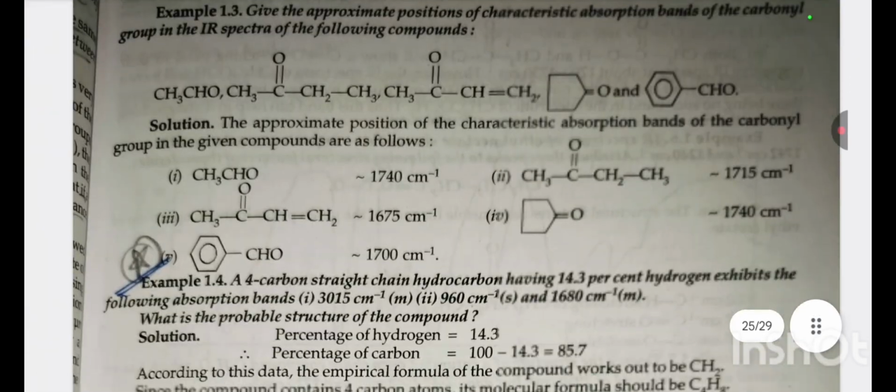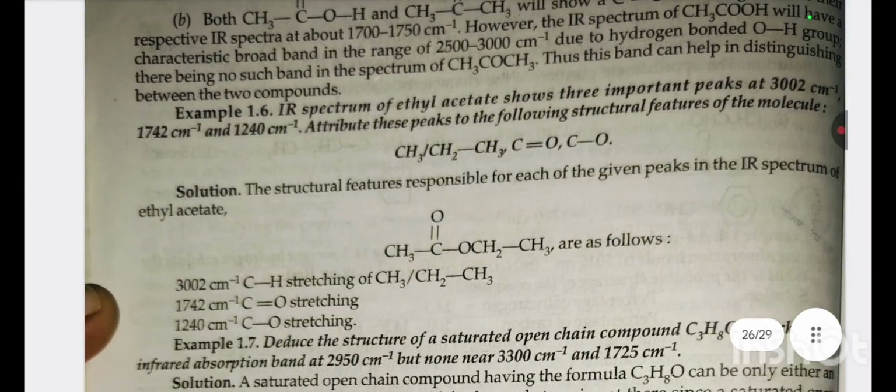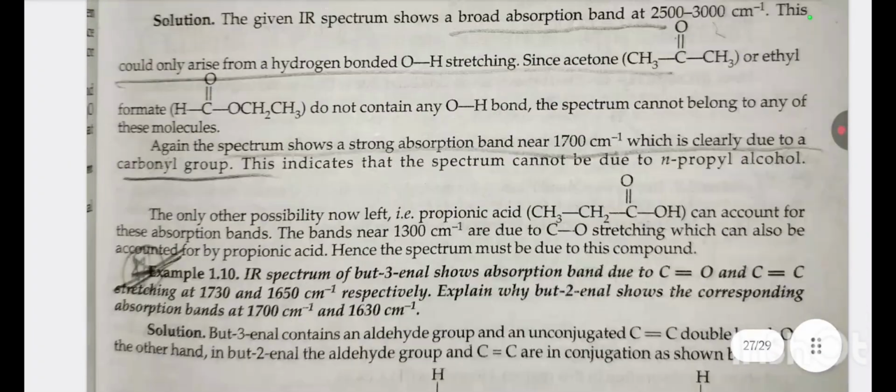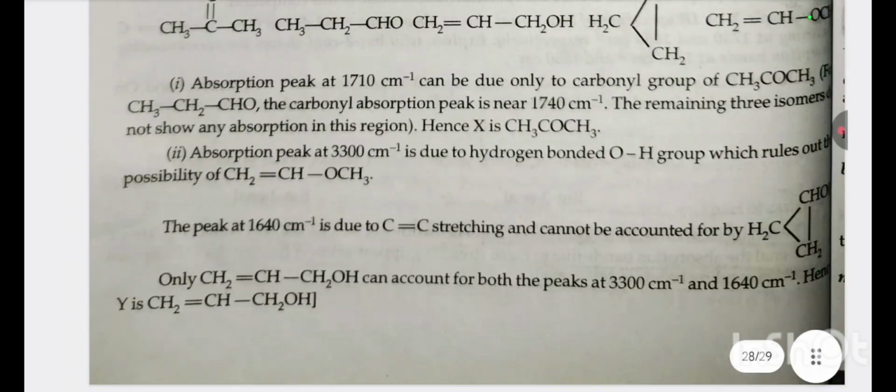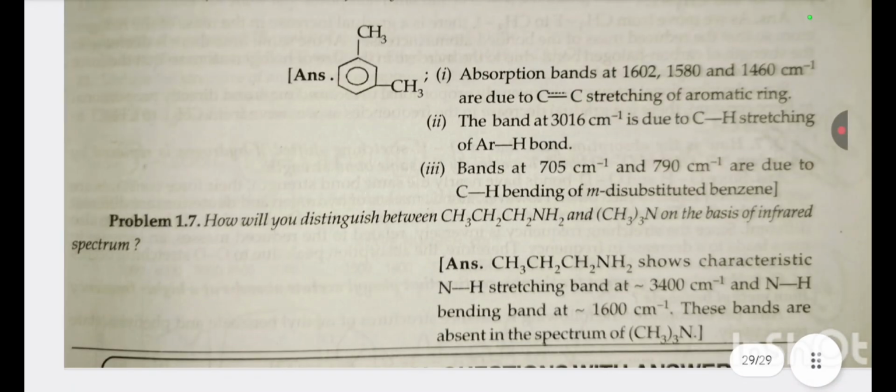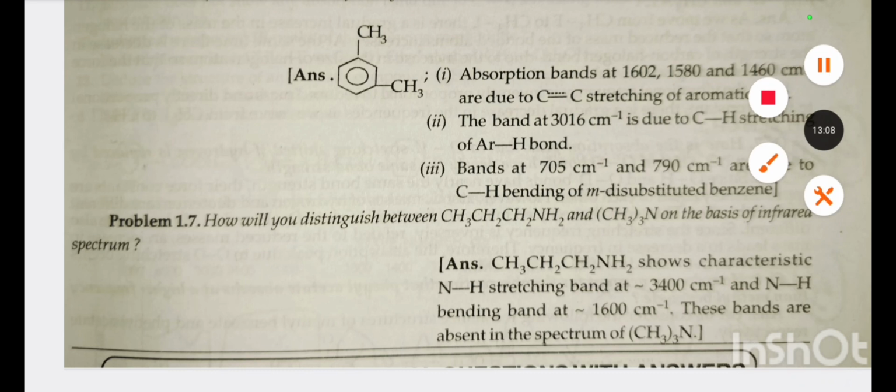Some examples. How will you distinguish between CH3CH2CH2NH2 and (CH3)3N on the basis of infrared spectrum? Answer: CH3CH2CH2NH2 shows characteristic NH stretching band at 3400 cm⁻¹ and NH bending at 1600 cm⁻¹. These bands are absent in the IR spectrum of (CH3)3N.